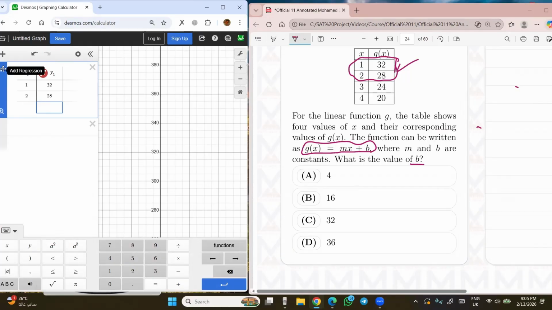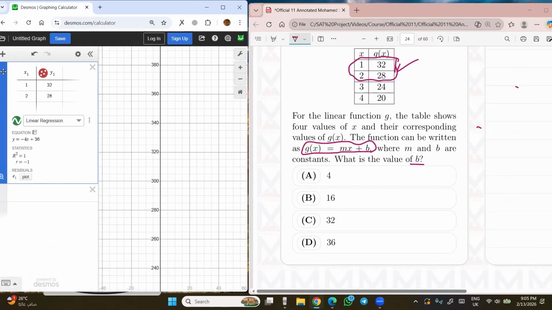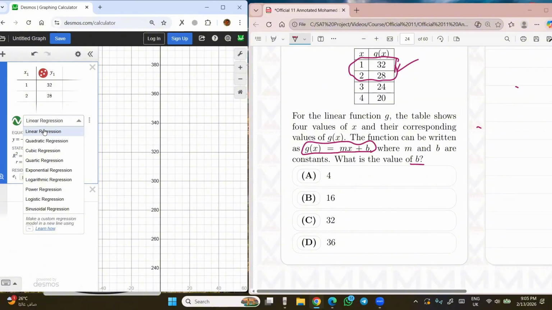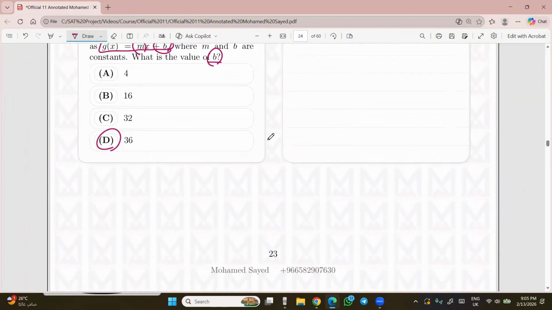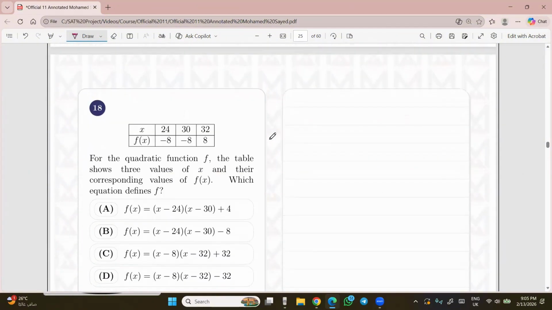I don't know if you see it or not. Add regression. Just click on it and make sure that this is a linear regression. And you can get the equation here. You just click in here to make it bigger. It's -4x plus 36, which makes b 36 and m -4. But the question says what is the value of b? So b is equal to 36, and this is the most efficient method to use to answer this kind of question. Whenever you have a table, you can use this method for linear equations.